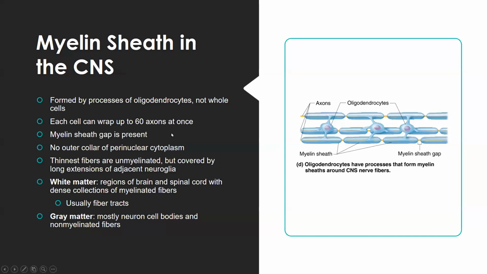The only other component here about myelin that I'll mention is when you're looking at white versus gray matter. White matter is typically regions of the brain and spinal cord where you have lots of myelinated fibers and less neuron cell bodies. Neuron cell bodies look more gray, a little bit darker because of all the organelles. So in the gray matter, you're going to see your cell bodies and non-myelinated fibers.